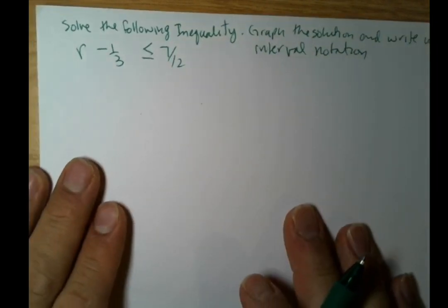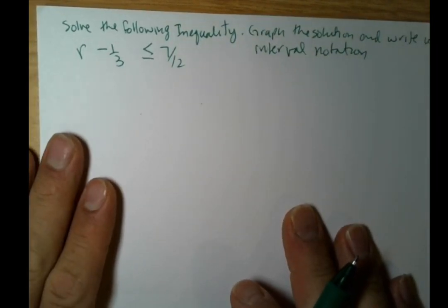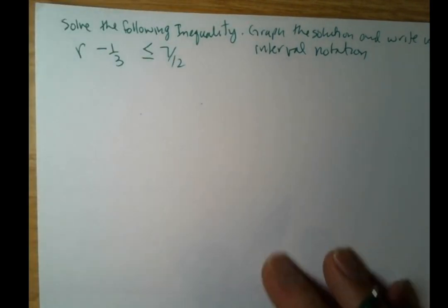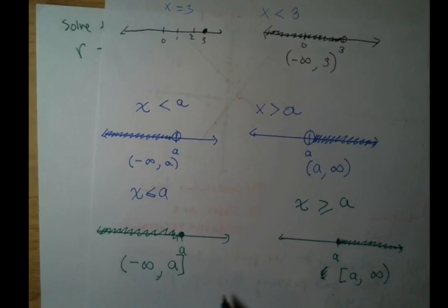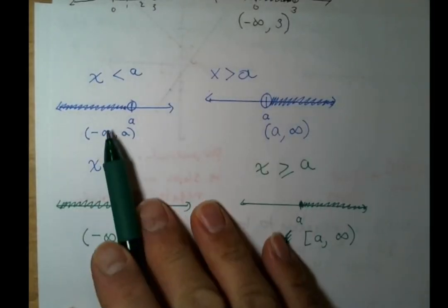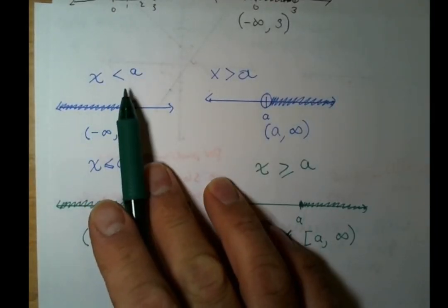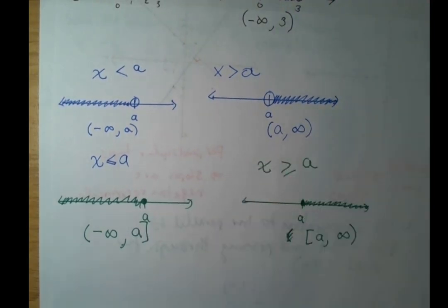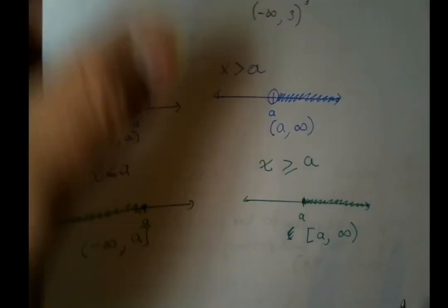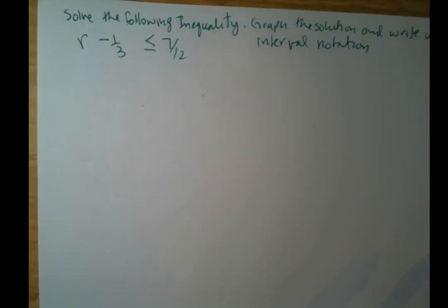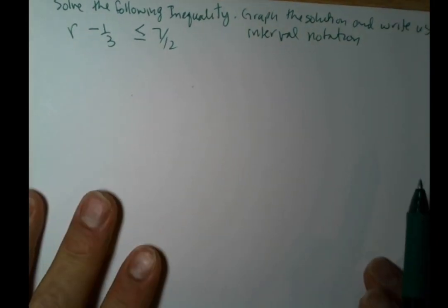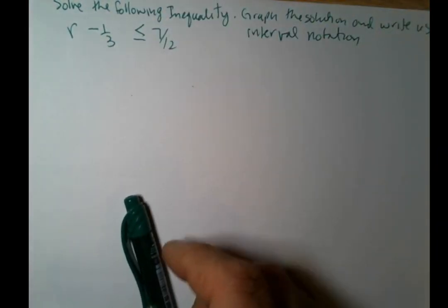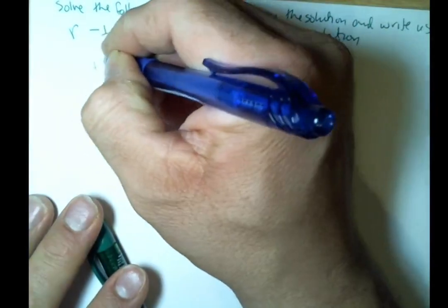Okay, so here, what I'm going to do is get it into one of these forms. I want to simplify my inequality so it looks like this, where I have x and then less than, greater than, less than or equal to, or greater than or equal to some real number. In order to do that, we have to add 1/3 to both sides.